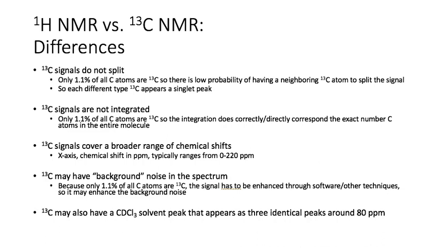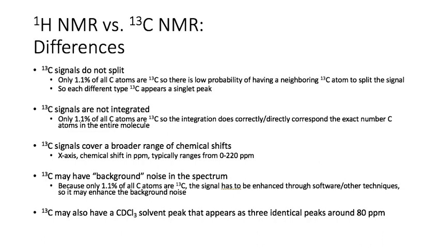For that same reason, carbon-13 signals are not integrated. You can't use the intensity or the height of the peak to figure out the number of carbon atoms. There's no correlation, because if only 1% of the atoms are at any given time going to be carbon-13, it's not a secure enough measurement to say how many carbon-13 atoms you have. Because you have such a low probability of having carbon-13 atoms, the signal is actually quite low.